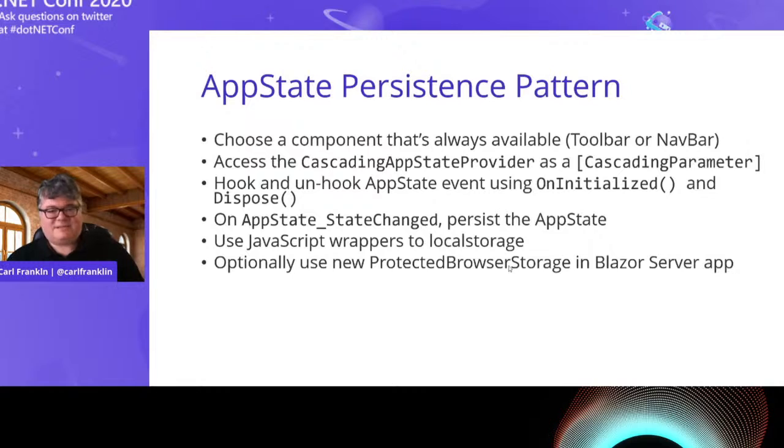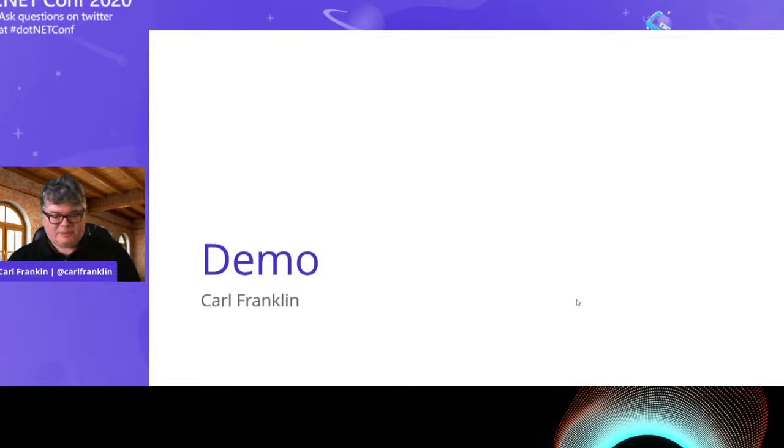So here's the app state persistence pattern. We're going to choose a component that's always available, like the toolbar or the nav bar. We're going to access the cascading app state provider. We're going to hook and unhook the same way we did with the service. And on the state changed, we're going to persist the app state. Now, you only want to do this in one place. That's why you have to choose one component. We're going to use a JavaScript wrapper to local storage. And then I'm going to show you how to use the new protected browser storage in a Blazor server app. And yes, it only works in a Blazor server app.